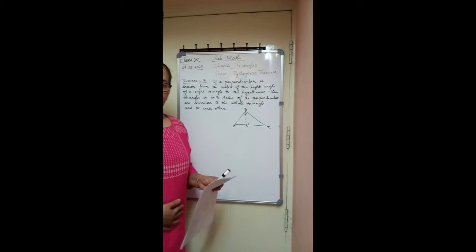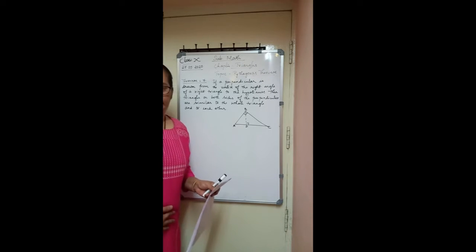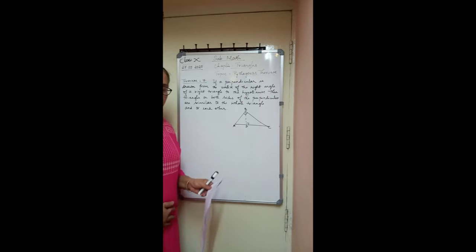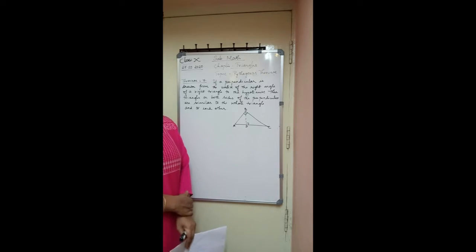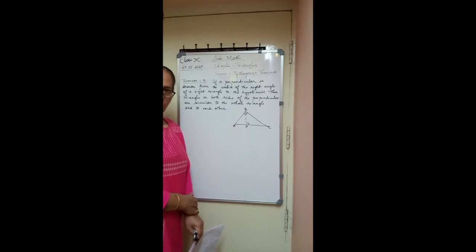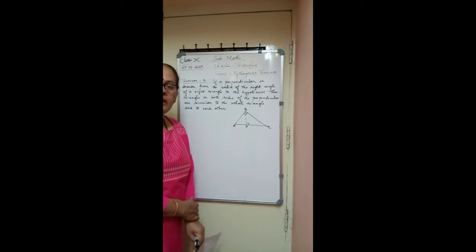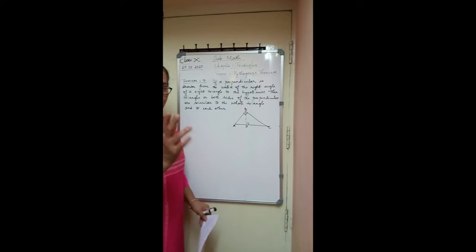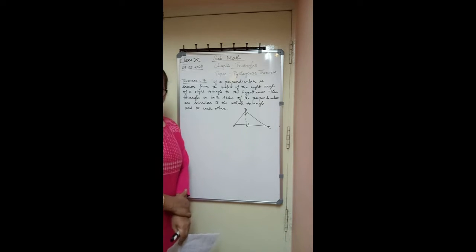Today we are going to learn Pythagoras theorem. Children, in your previous class you learnt about Pythagoras theorem, that is, the equation that hypotenuse square equals the sum of the squares of the other two sides. But today we are going to prove why hypotenuse square equals the sum of the squares of the other two sides. Now let us take one right angle triangle.